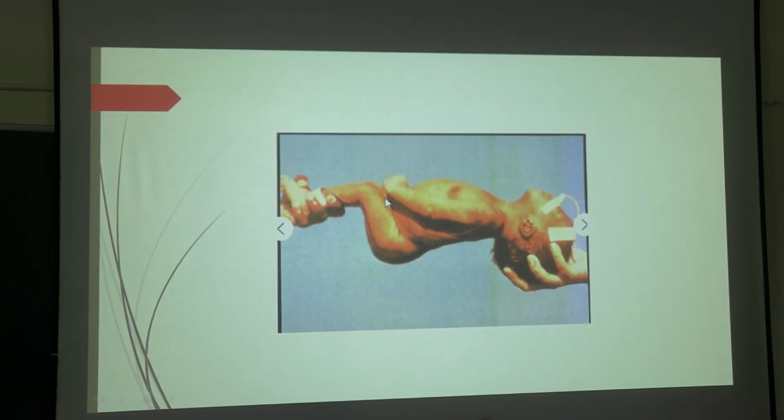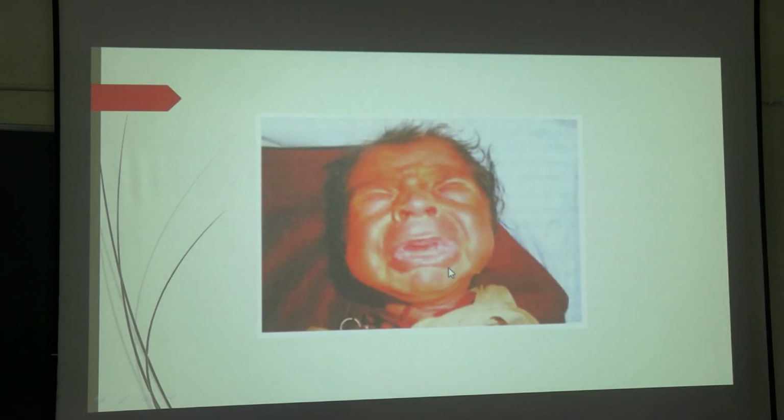Neck extended, hip flexed, knee flexed, upper limb flexed. This is the opisthotonos posture, neonatal tetanus. It is not seen these days anymore. This is the characteristic smile or grin, risus sardonicus, of neonatal tetanus. This picture is taken from your book.